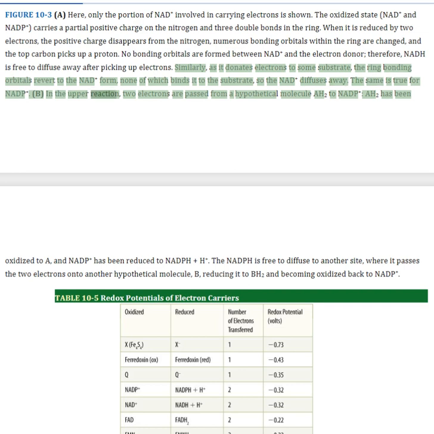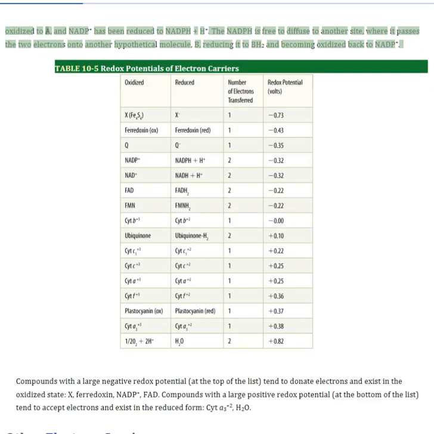In the upper reaction, 2 electrons are passed from a hypothetical molecule AH to NADP. AH has been oxidized to A, and NADP has been reduced to NADPH plus H+. The NADPH is free to diffuse to another site, where it passes the 2 electrons onto another hypothetical molecule, B, reducing it to BH and becoming oxidized back to NADP.